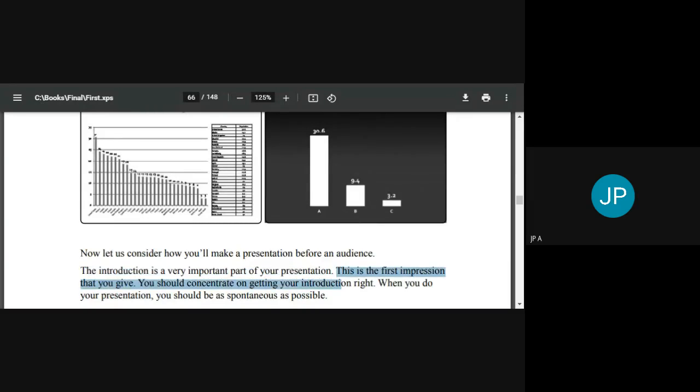So this is the first impression. So this first impression should be the best. So we have to be very careful on what we speak in the beginning. We should concentrate on getting our introduction right. When you do your presentation, you should be as spontaneous as possible. Yes, first impression is the best impression. So spontaneous means natural. It should not sound something that you have learned by heart. Spontaneous means natural, sudden, etc.